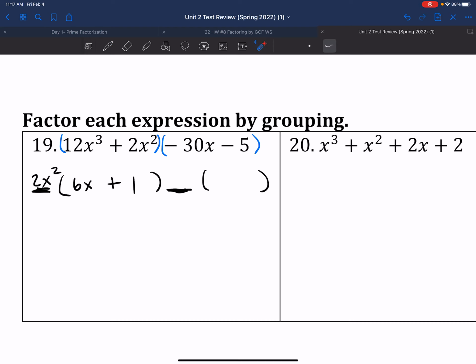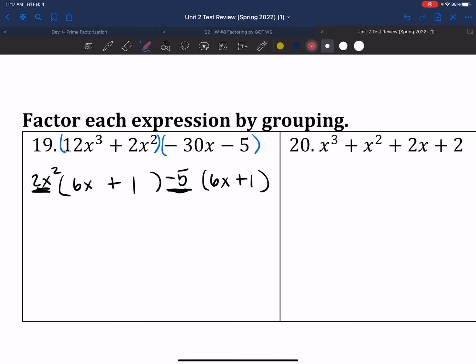Remember, when I have a group and it starts with a negative, I need to factor that negative out. So that negative is going to go here, and then the number that goes into 30x and negative 5 at the same time is just 5. They both don't have an x, so I don't put an x there. And then negative 5 times something is going to give me 30x. So that's just going to be 6x here. And then negative 5 times something is going to give me negative 5, and that's just going to be positive 1, right? Negative 5 times 1 is just negative 5.